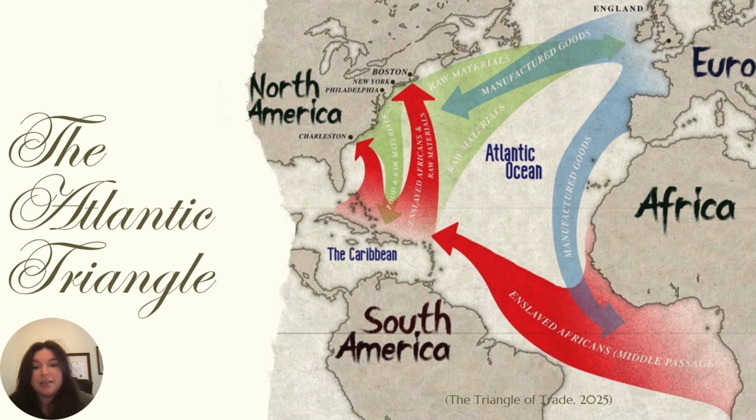Jumping in, we can look at the Atlantic Triangle, which connected Europe, Africa, and the Americas in a triangular system. Jamaica became a really critical part in this because they were exporting sugar to Europe, they were financed by British troops, and they were powered by enslaved African labor.